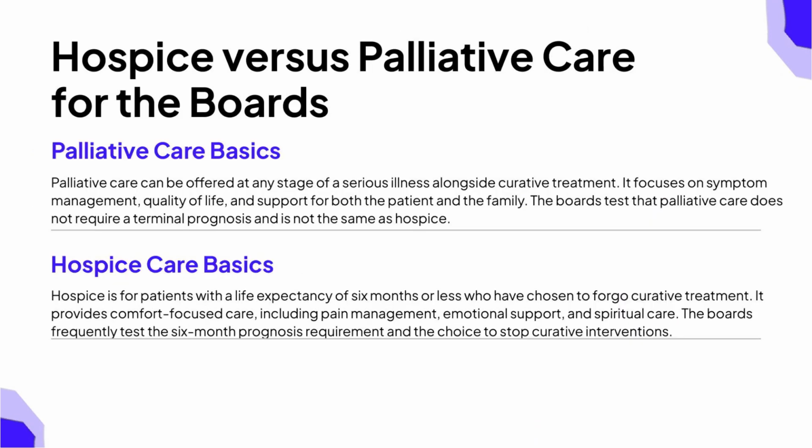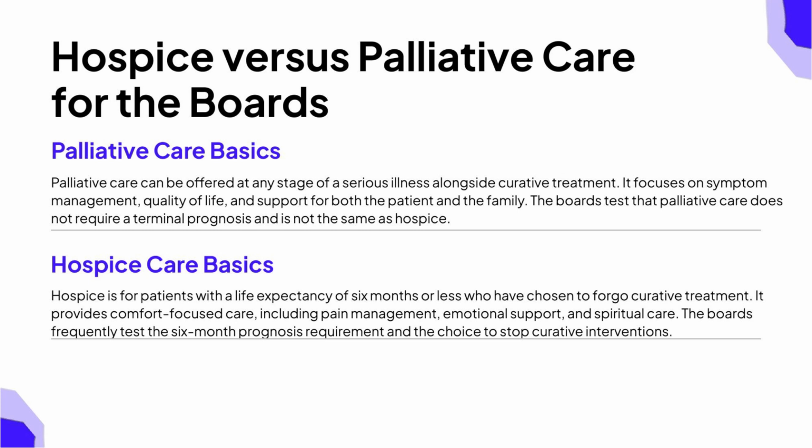Now let us cover a critical distinction for the boards, hospice versus palliative care. First, palliative care basics. Palliative care can be offered at any stage of a serious illness alongside curative treatment. It focuses on symptom management, quality of life, and support for both the patient and the family. The boards test that palliative care does not require a terminal prognosis and is not the same as hospice.